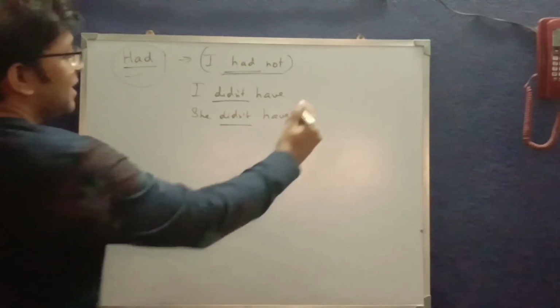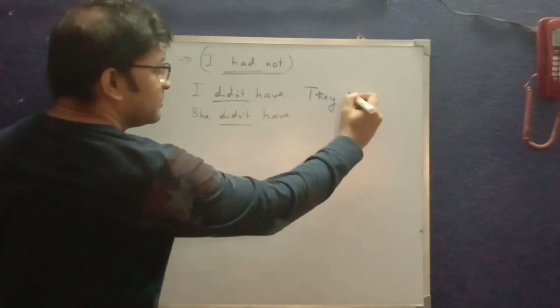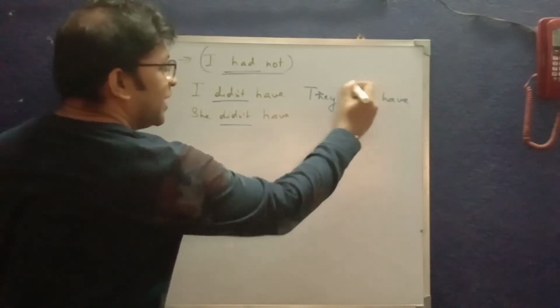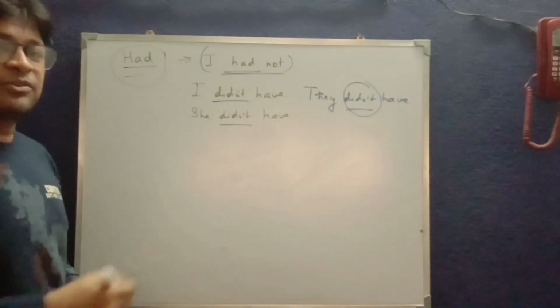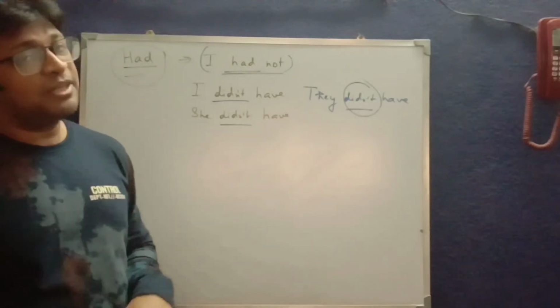So, obviously, they didn't have. So, we used to write the past form like this. So, you have to remember these things. Otherwise, your sentence may not be correct in the very proper way.